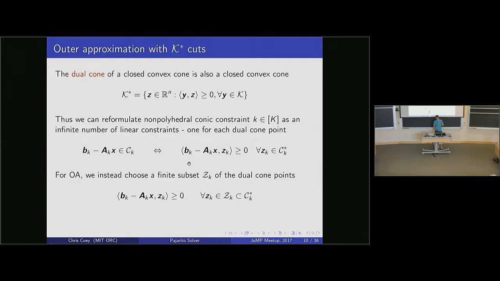And then instead of using all of those, we're instead just going to pick a finite subset of points from the dual cone and impose the linear constraints that correspond to that finite subset. So now we get an MILP relaxation of our mixed integer conic problem. And we're going to call these cuts k-star cuts because they're sort of derived from the dual cones C_k, but K-star is sort of more a generic name.